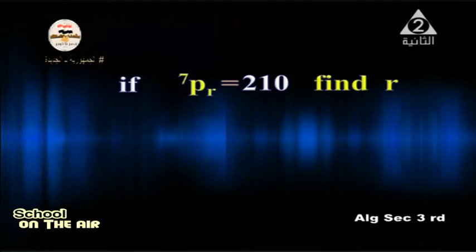Another example: 7PR equals 210. What is r? Choose the correct answer. Someone takes r equals 2, 5, 4, or 3. Look at 7PR.